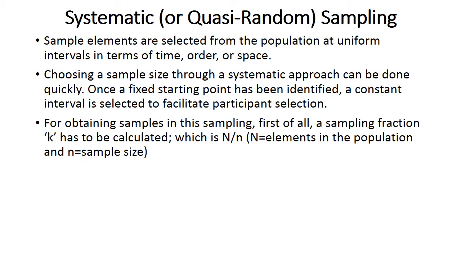Now this is systematic or quasi-random sampling. In this sampling method, the elements are chosen from a target population by selecting a random starting point and selecting other members after a fixed sampling interval. That is, the samples are selected from the population at uniform intervals in terms of time, order, or space. The sampling interval is calculated by dividing the entire population, which is capital N, by the desired sample size, which is small n. This is known as sampling fraction.